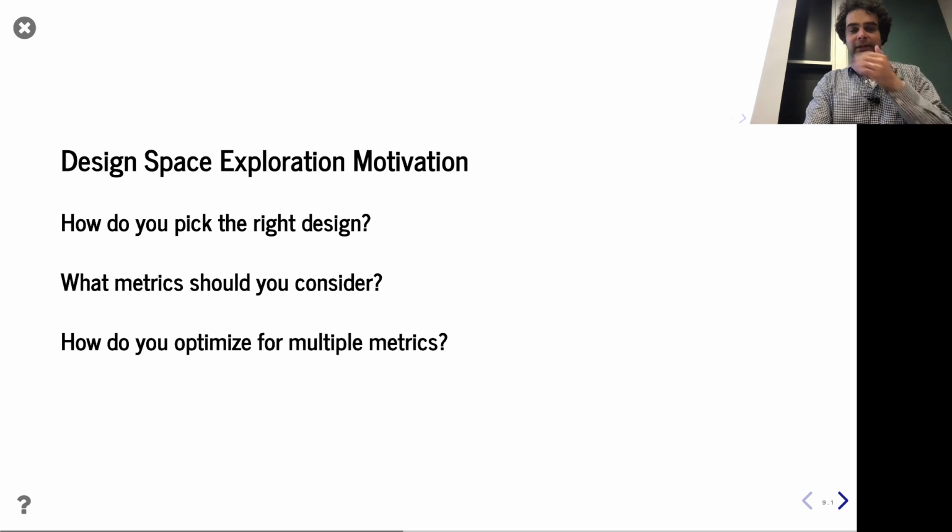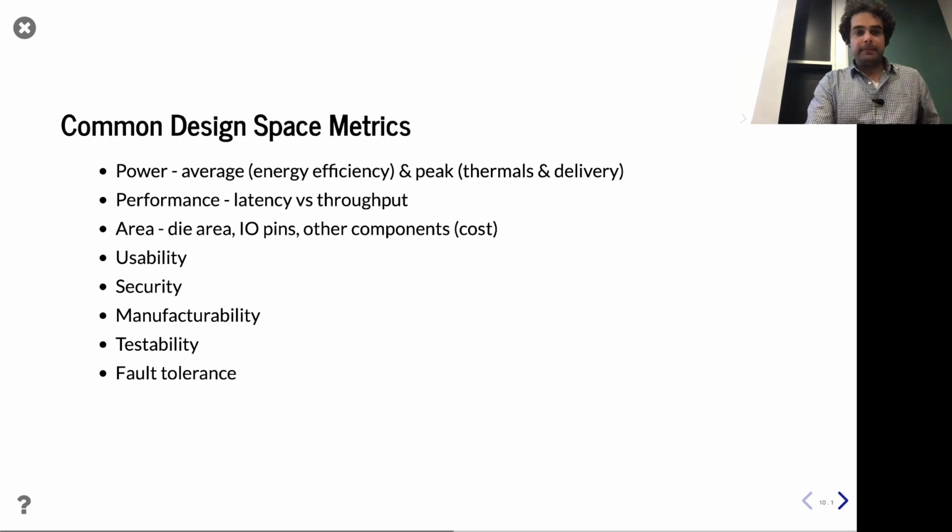Okay, so given these constraints, what can we do? Well, first off, when it comes to hardware design, there are typically a zillion possible metrics. We've talked a lot about PPA: power, performance, area. These are the knee-jerk response for most chip designers. For power, you consider what your average power is, which of course impacts your energy efficiency, or your peak power, things like your heat profile and your power delivery requirements.